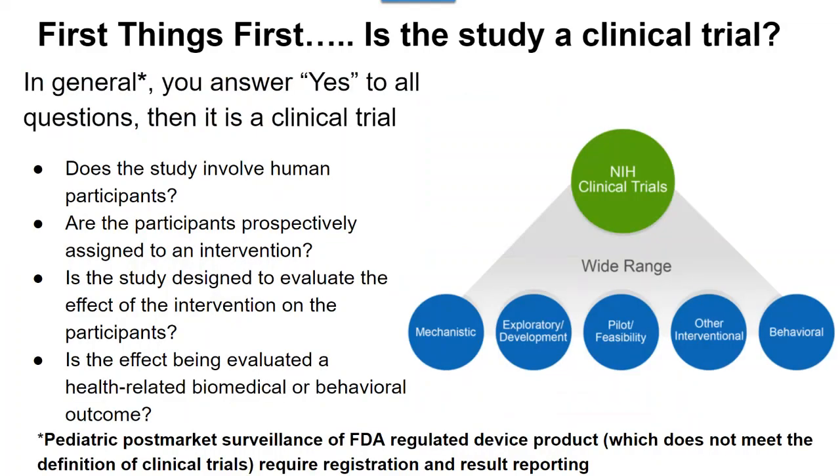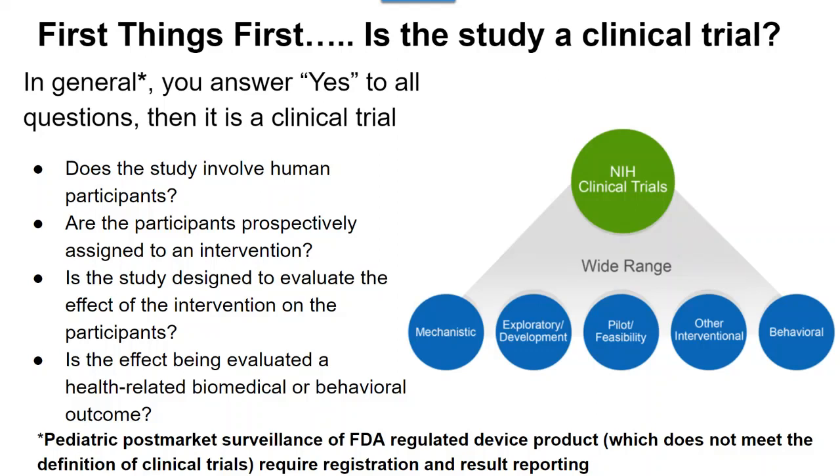So now I want to give an example of a clinical trial. So this is the NIH clinical trial definition. In general, if you answer yes to all of these 4 questions, then it is a clinical trial, and therefore registration may be required. So traditionally, when you think about clinical trials, we think about randomized controlled device or drug trials. But the NIH definition of clinical trial, as you can see in this image, is much broader than that.